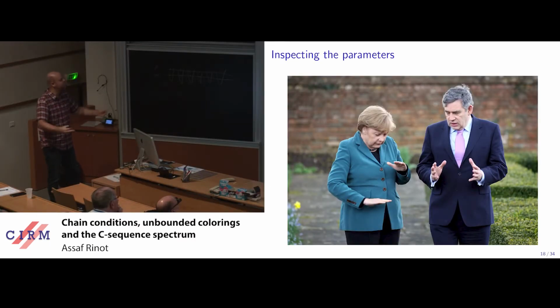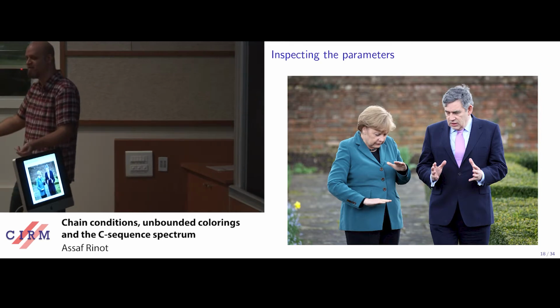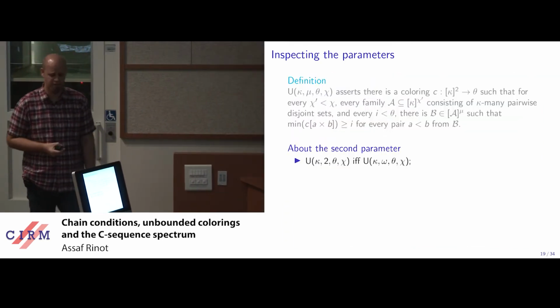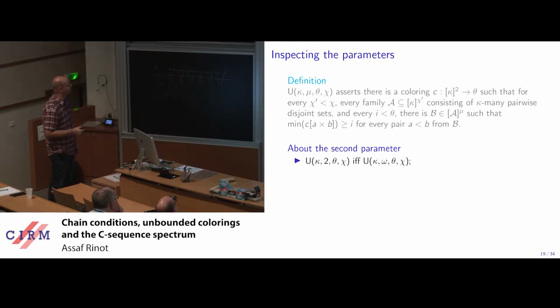But now let us systematically inspect the parameters and understand how it goes. I mean, we are led to study this coloring, so let's do it. So let me tell you a few things about the second parameter. Second parameter is the size of the subfamily I'm thinking about, right? The B here.